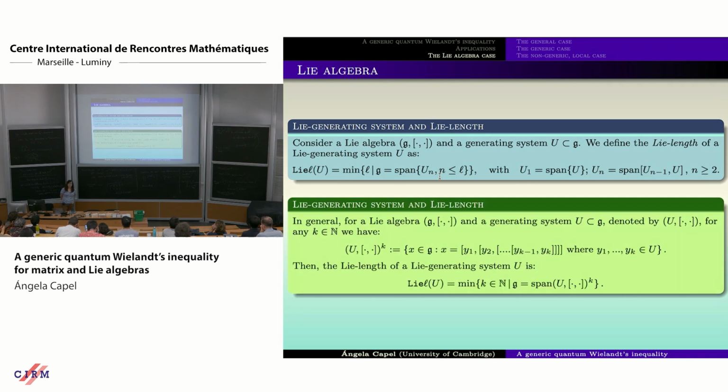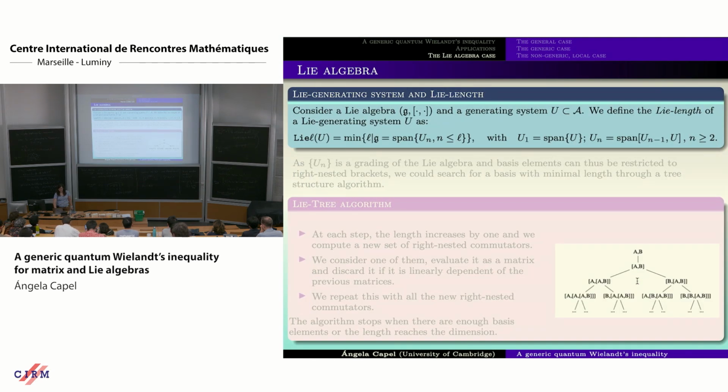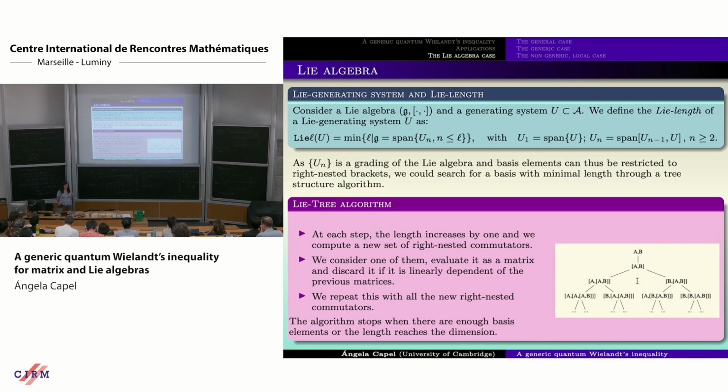And in general, this is going to be a bit difficult to explore if we don't impose any other condition. But what we can impose here is that actually all the elements that we are generating are right-nested commutators, for example. And then this is going to be much easier to analyze. So if we do this, then we can analogously define the Lie length as the expression that I'm writing here, which is something that is much more constructive. And the first thing that we did was to wonder, again, what is the minimum Lie length that we need to generate the whole Lie algebra.